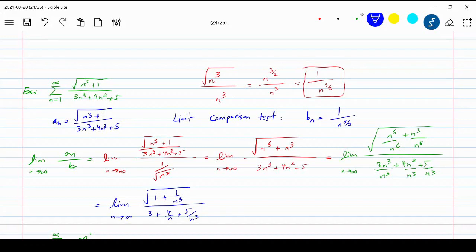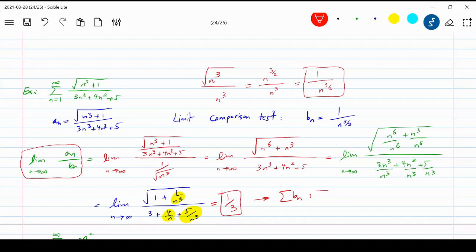As n approaches infinity, what happens? This is 0, this is 0, this is 0. So what I end up with is simply 1/3. And then what can I say? I can say, since the limit of an divided by bn ended up to be a constant, however summation of bn behaves, summation of an will behave the same. Behave similarly.